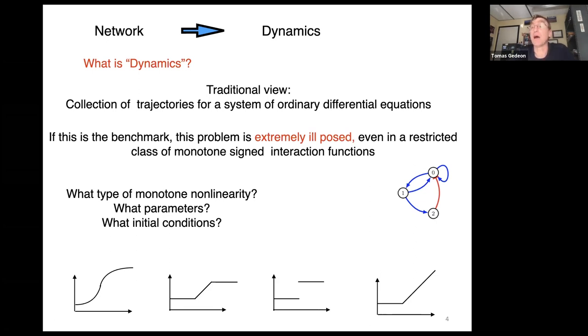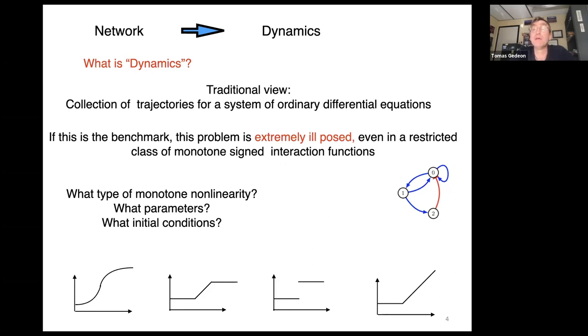We have no idea what these parameters are, the parameters which influence what nonlinearity I have, how steep, how high. Those things are essentially unmeasurable, definitely on the level of a single cell. In populations, you can probably get some averages sometimes. Initial conditions are clearly also unknown.